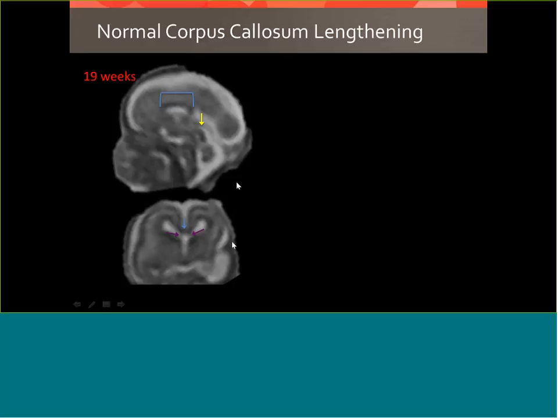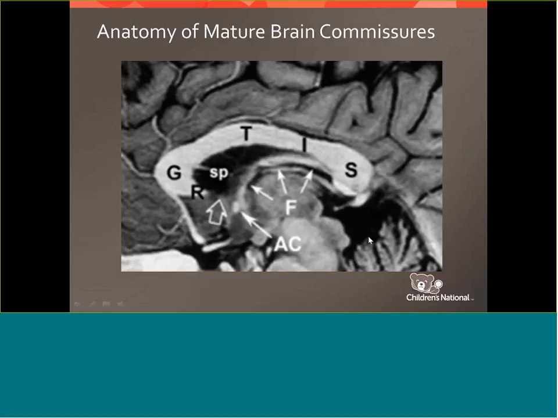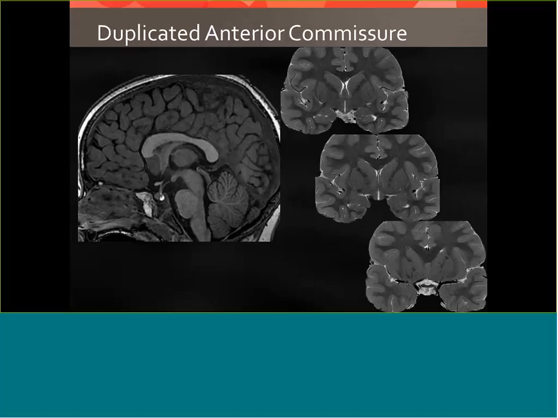The cavum septum pellucidum is here, kind of hard to see the purple arrows here, and you can see callosal tissue crossing midline. At 24 weeks, there's been interval growth and it is in its normal position over the mid-tectal plate. And you end up with a situation like this with the rostrum, genu, body, isthmus, splenium. Underneath the splenium, the hippocampal commissure, and again, the anterior corpus callosum forms with relation to the septum pellucidum.